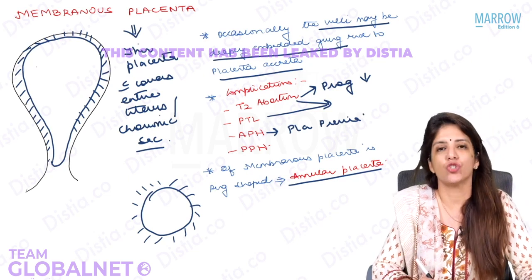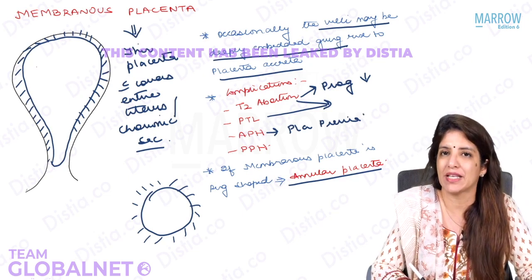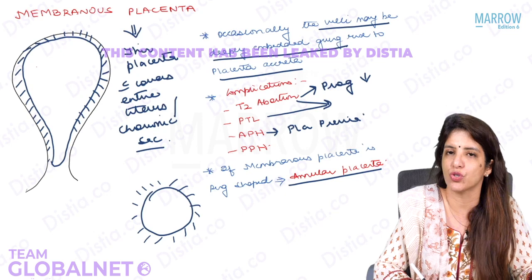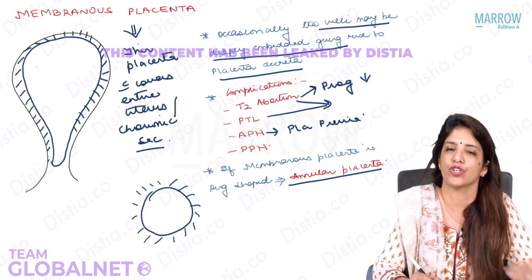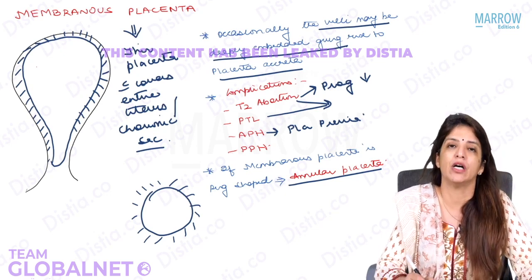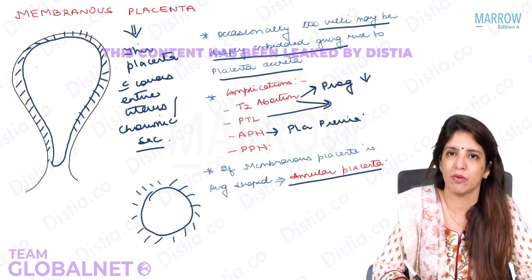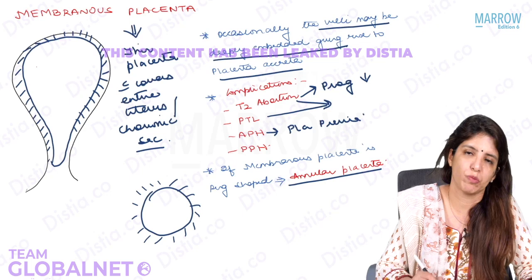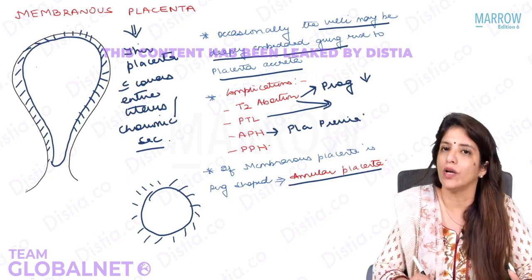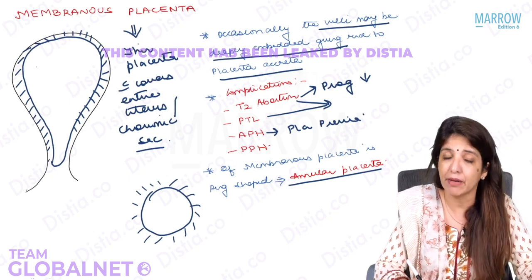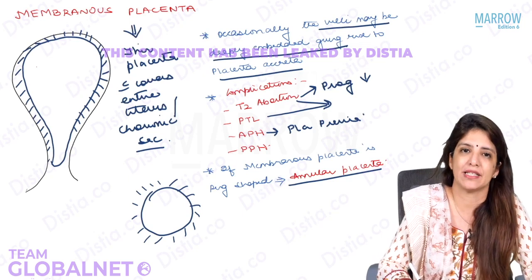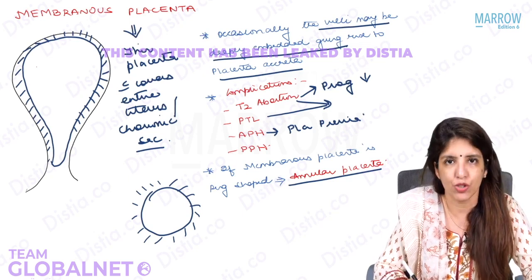So the complications associated with membranaceous placenta are, because of decreased progesterone, increased chances of abortion, increased chances of preterm labor. Then there are chances of placenta previa, that is antepartum hemorrhage, and there are chances of postpartum hemorrhage. Also, if these villi are deeply embedded, it may give rise to placenta accreta. Clear to all of you?